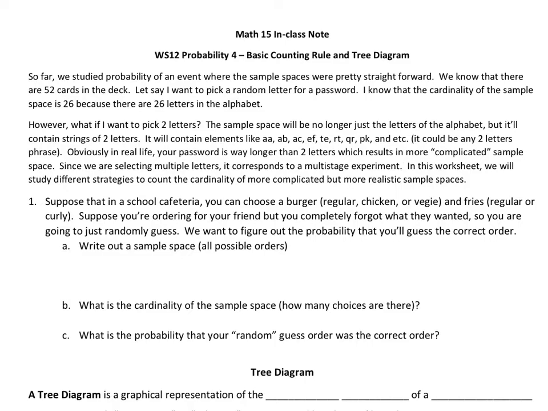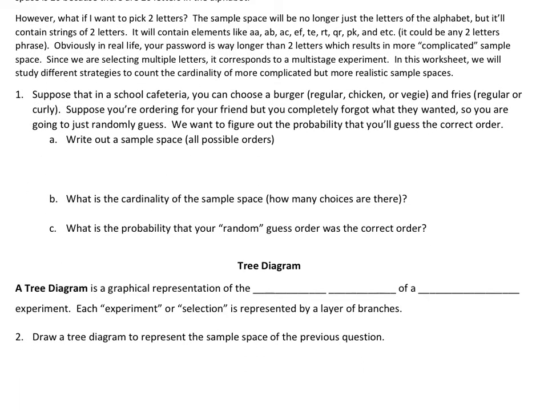All right, let's look at the first question here. Suppose that in the school cafeteria, you can choose a burger. There's a regular, chicken, or veggie, and fries, regular and curly. Suppose you're ordering for your friend, but you completely forgot what they wanted, so you're just going to randomly guess. And we want to figure out the probability that you guess the order correctly. So it says write out the sample space, so all possible orders.